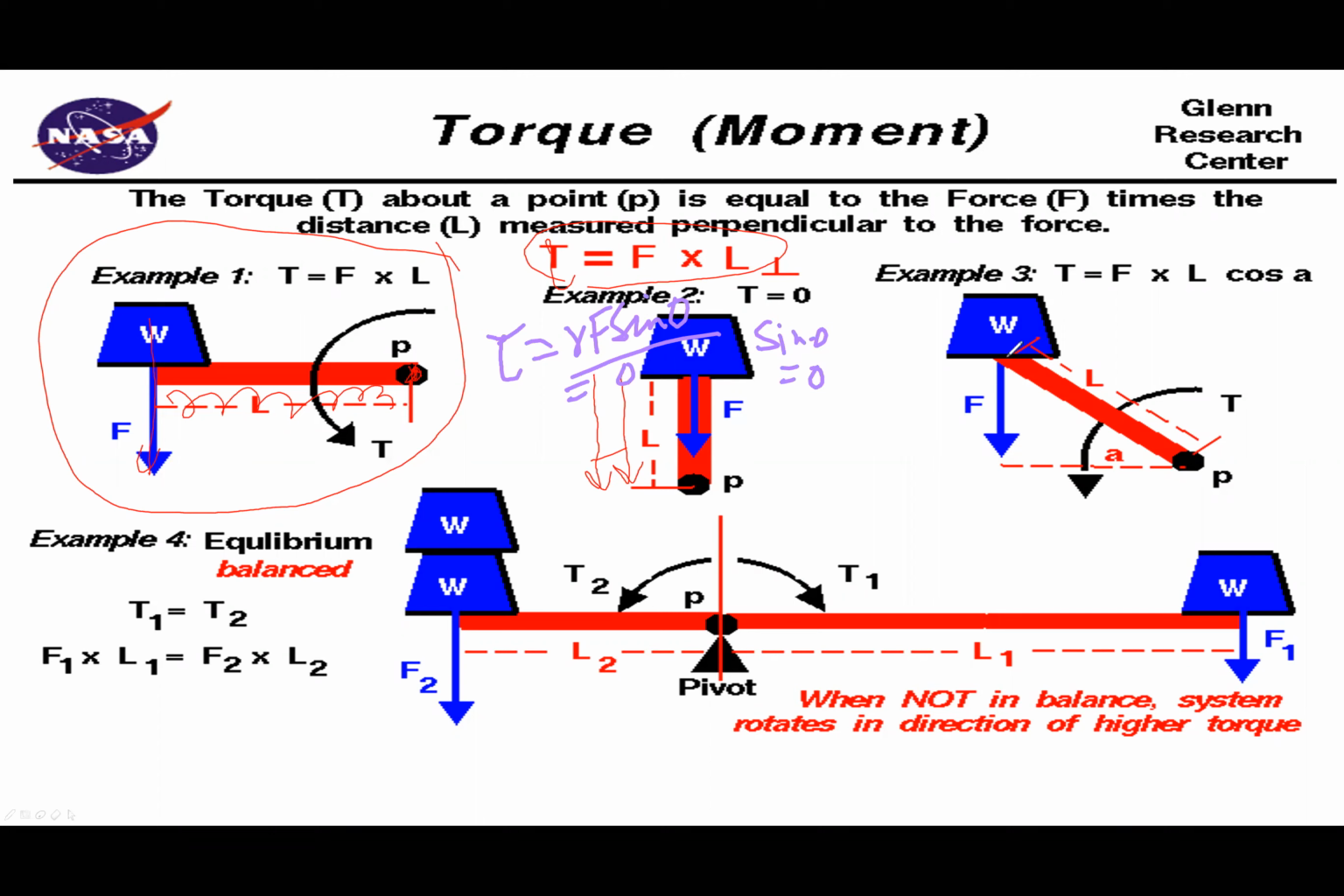Here, weight is acting in the downward direction. This is the moment arm. This is the angle between these two. So T is equal to F cross L cos theta. This is sine theta. You will take the value of this theta.